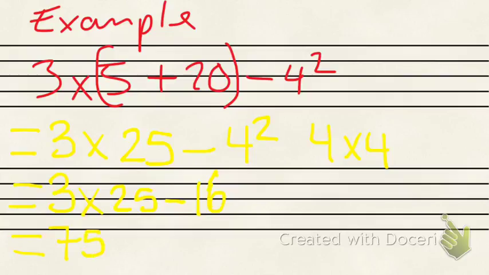75 take away 16. What is that? Well, everything's under the order, right? So you have to evaluate everything. Now it's a tough one to do in your head, but give it a go. Maybe a student has an answer for you. 59. Okay, 59. Very nice. So we did our brackets first, then we did our exponent, then we did our multiplication, and we're good.